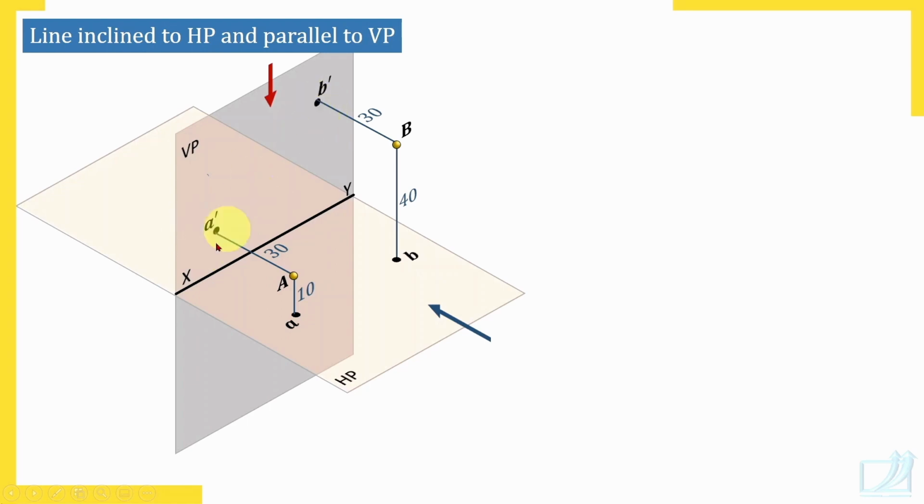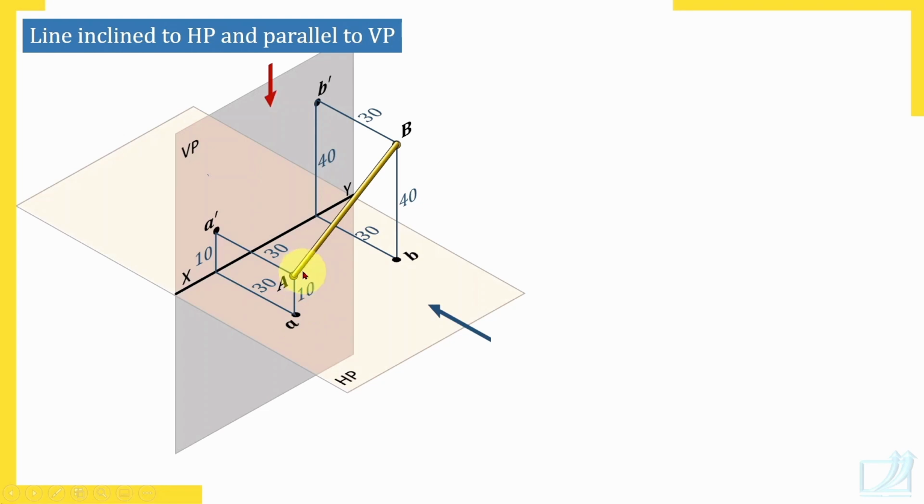Front view gives distance from HP, so 10 millimeters and 40 millimeters, and top view gives distance from VP. So the distance of the top view of point A from the XY line is 30 millimeters. Similarly, the distance of the top view of point B from the XY line is 30 millimeters. Now join points A and B, which are in the first quadrant. So here is line AB in the first quadrant.